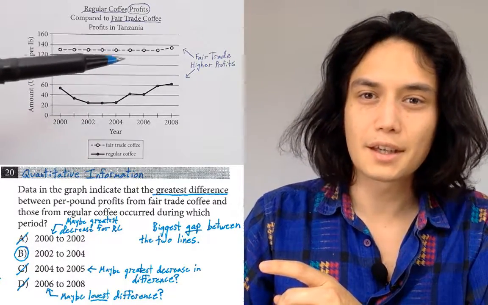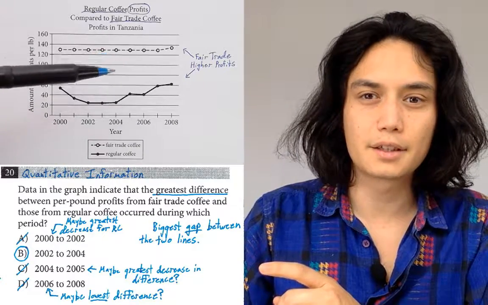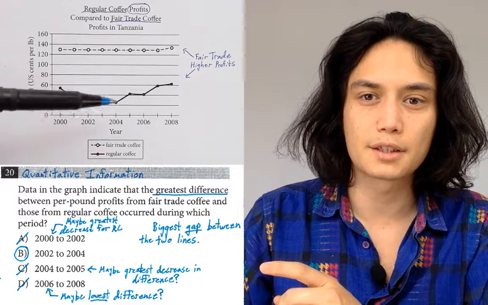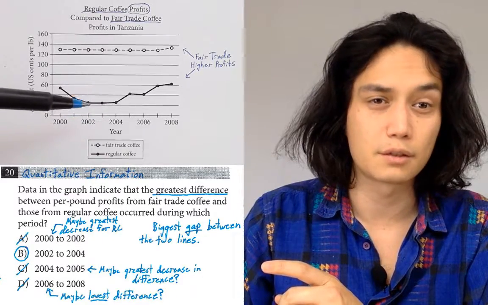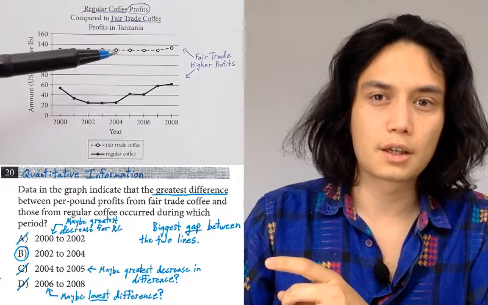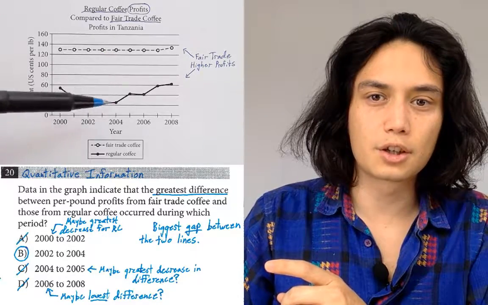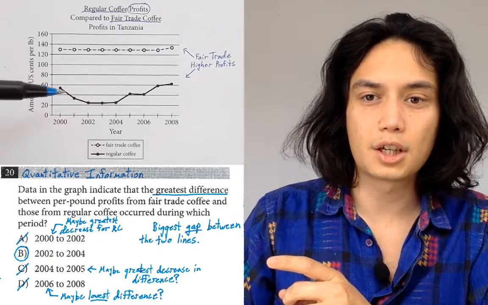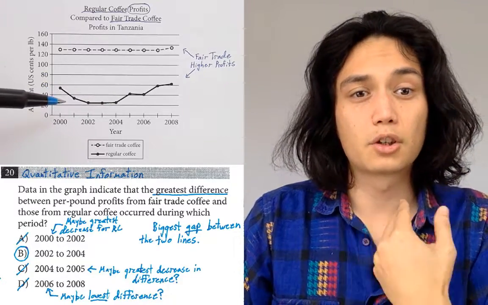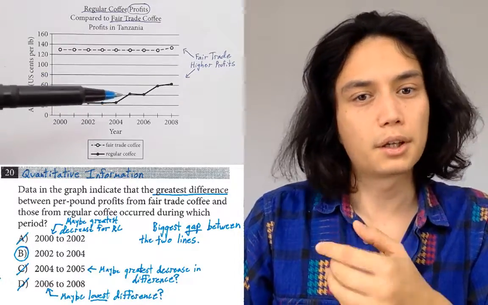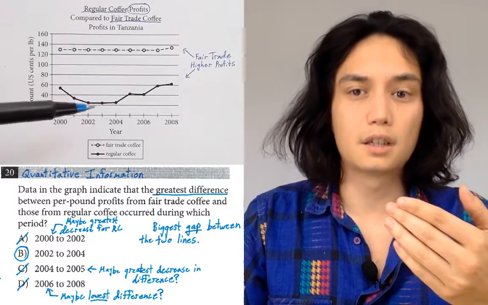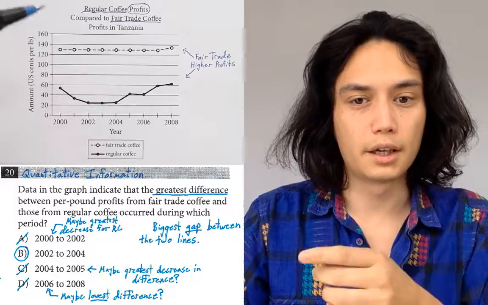Now, I think the way to select this answer choice is either to misread this and think that this is somehow 2005 or that this is 2004, or to think that here is the greatest increase in regular coffee. This is the time when regular coffee's graph goes up the most suddenly. But again, we're not looking for the greatest increase in regular coffee. We're looking for the greatest difference between these two lines.